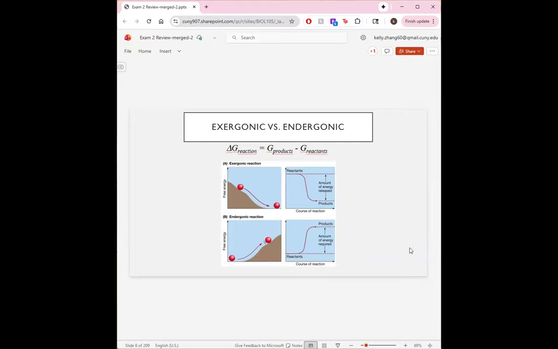One thing to note is that if changing from reactant A to product B is spontaneous, then it releases energy and it's exergonic and catabolic. In that case, if A to B is exergonic, then B to A must be non-spontaneous and requires or consumes energy, meaning it's endergonic and anabolic.